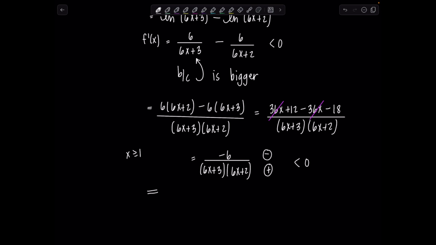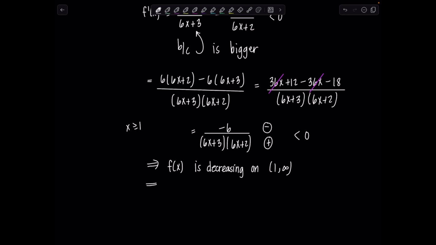So what does that tell me? Well, think back when you were in Calc 1. If the derivative is negative, then that means f of x is decreasing. And if we want to be specific, we could say on the interval from 1 to infinity. And therefore, that means b sub n is also decreasing. Okay, good. So the first condition of AST is satisfied.